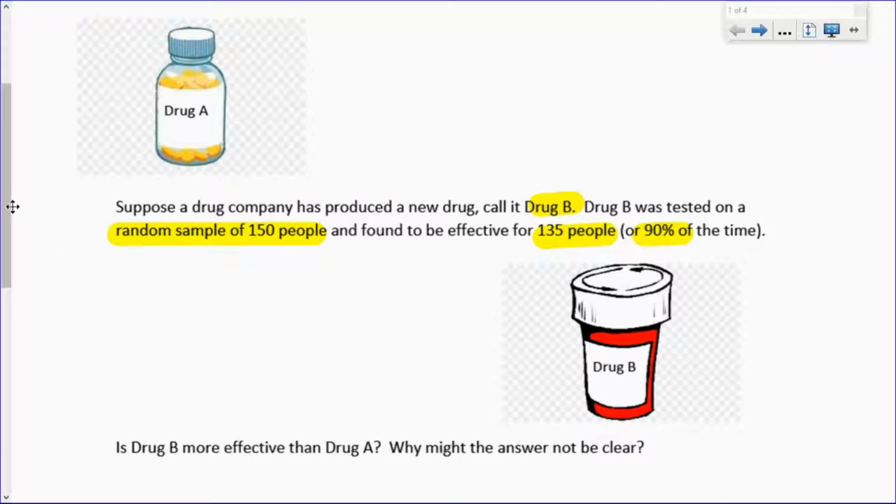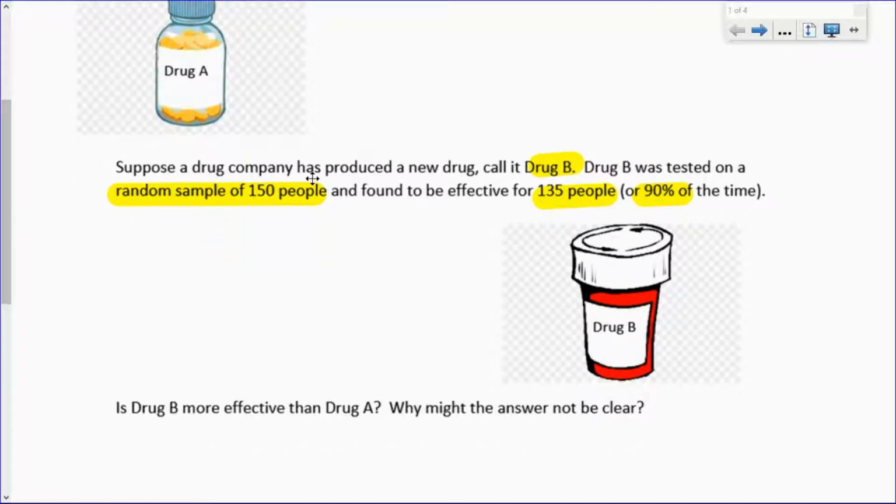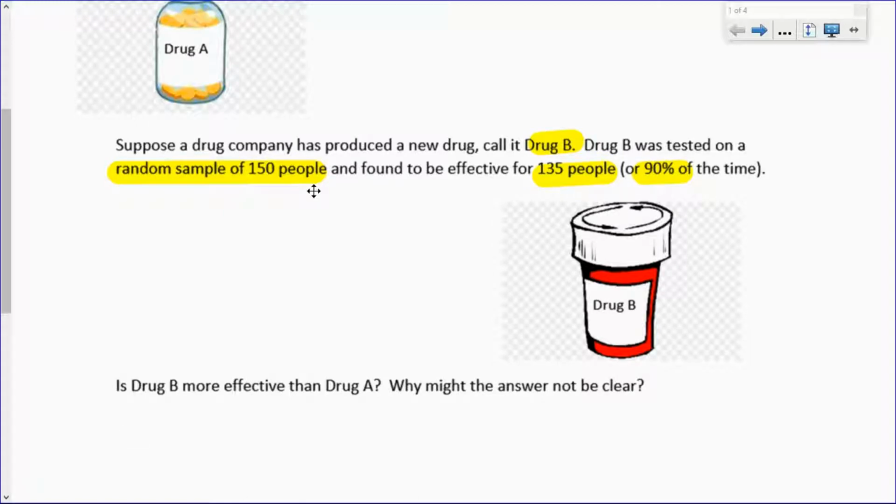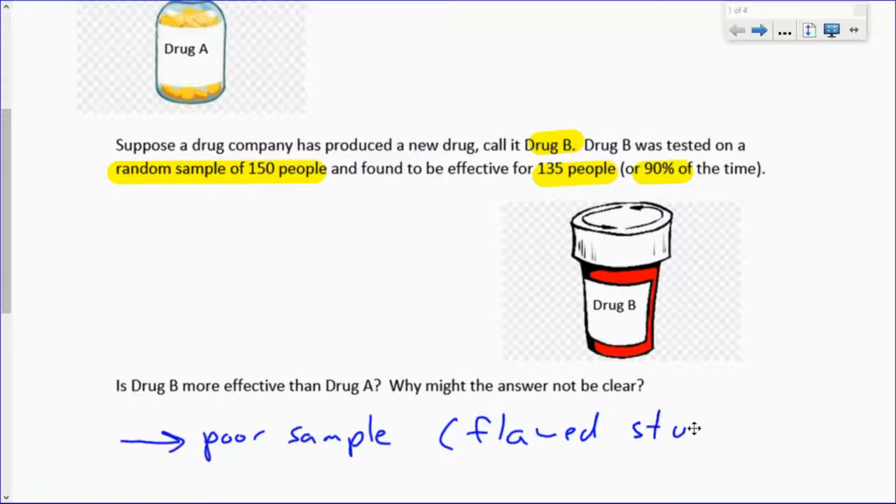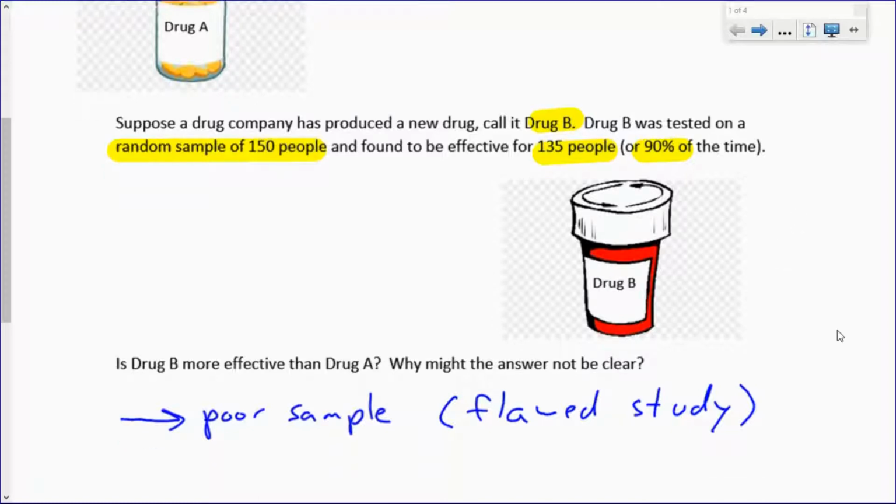Well, one thing you might realize right away is 150 people isn't a lot of people. And you could say it's a poor sample for two reasons. One reason is maybe that's not enough people, and it could be a flawed study as well. Perhaps they didn't really have a good random sample of people. That refers to that idea of stirring the soup before you taste it. Perhaps they didn't get a good sample of people. Maybe those people had something in common. Maybe the condition they had wasn't as bad as most people who have the same condition.